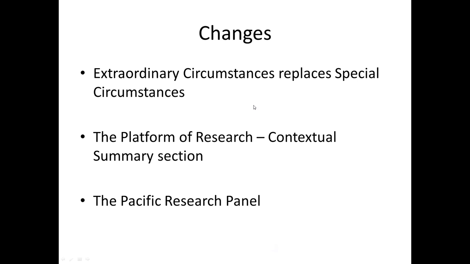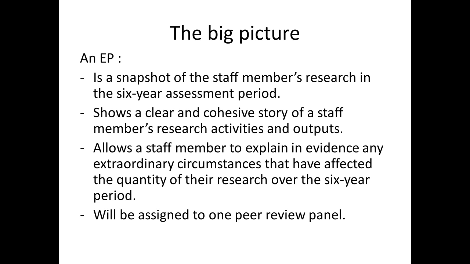Right, thank you. All right, so going back, an EP, the big picture. An EP essentially is a snapshot of the staff member's research in that six-year assessment period. It shows a clear and cohesive story of their research activities and outputs. It allows a staff member to explain and evidence any extraordinary circumstances that have affected the quantity of their research over the six-year period, and it will be assigned to one peer review panel.